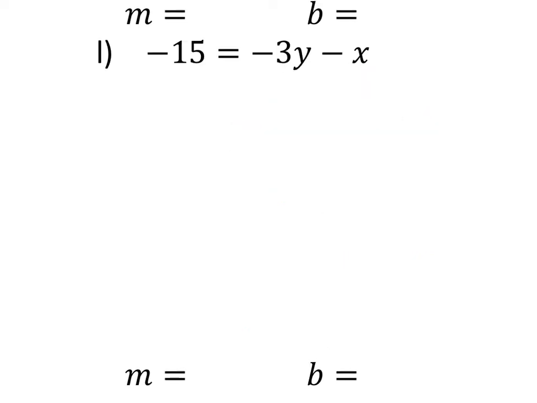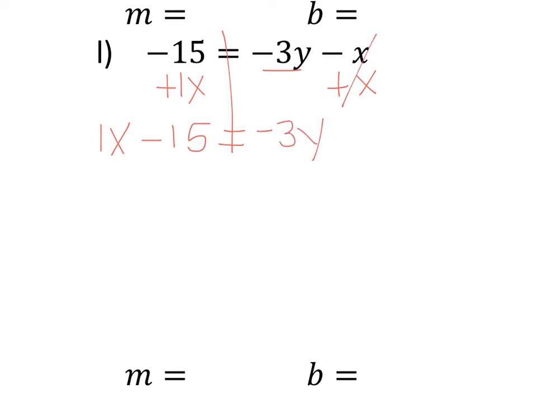Next, we have negative 15 equals negative 3y minus x. The y is on the right-hand side, so the first thing I need to do is get rid of this minus x by adding it. And again, I'm going to write the x term first. It's positive, or it's plus x, so it's really positive 1x minus 15 equals, bring down the negative 3y.